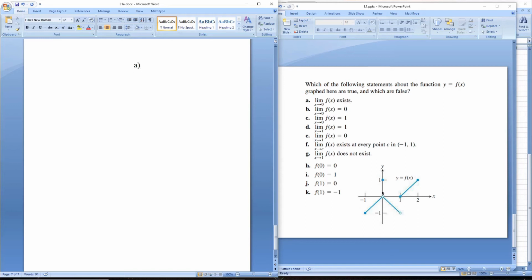An input of 0 is right here. As we approach from the left, we will end at a height of 0. And if we approach from the right, we will also end up at a height of 0. And so A is true. So let's check out B.